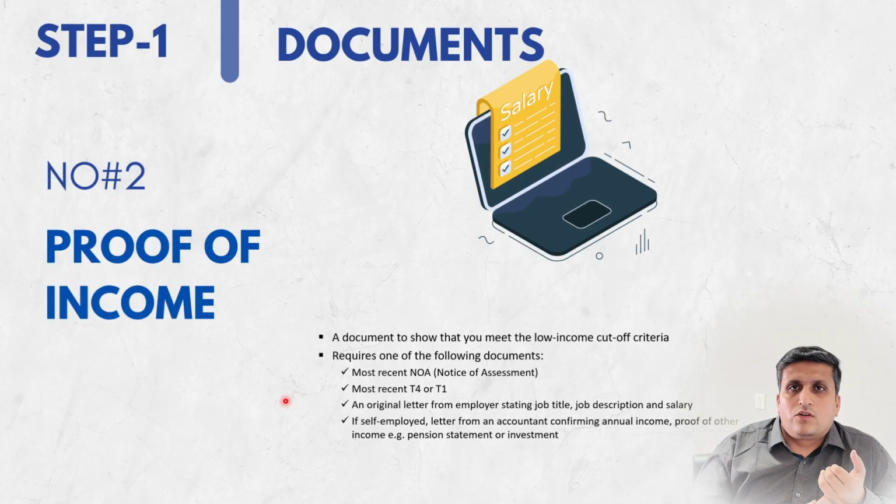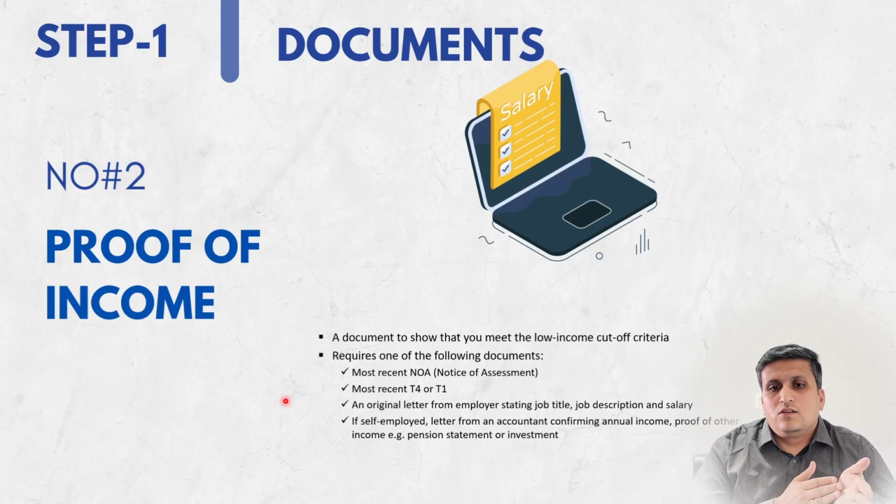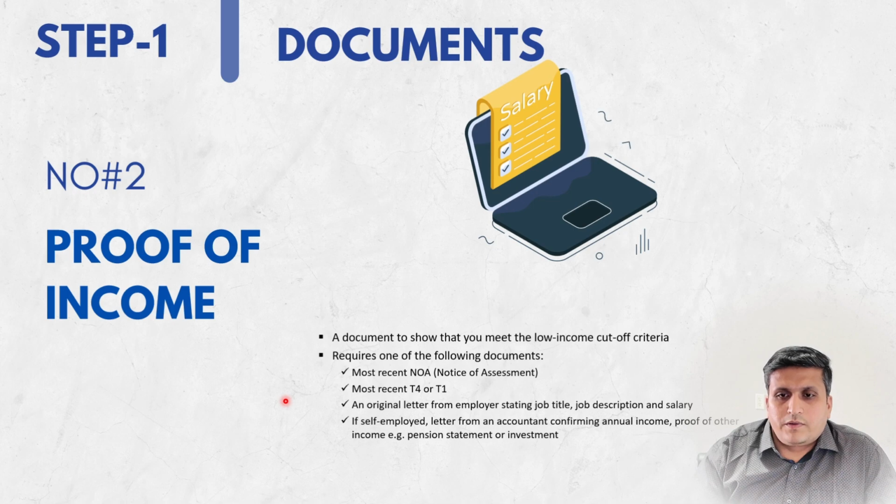If you don't have a T4 or notice of assessment, or you have currently switched jobs, so last year your job or business was not qualifying for the low income cutoff, but now you are eligible based on your current employment scenario, in that case you can get an original letter on the letterhead from your employer, stating your job title, job description and salary. So this will show that you are meeting the low income cutoff criteria.